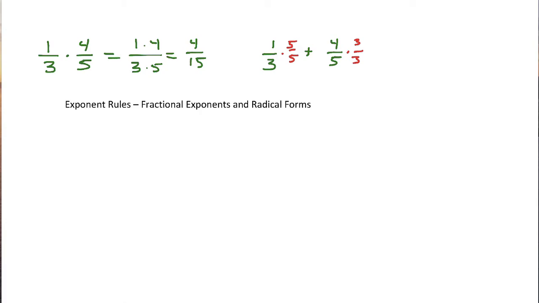Then, using multiplication with fractions, you end up with 5/15, multiplying the tops and then the bottoms, plus 12/15. Now I can add those because I have the same denominator. If I add those, I end up with 17/15, and that's my answer. Remember that, because we're going to be doing exponent rules with fractional exponents.